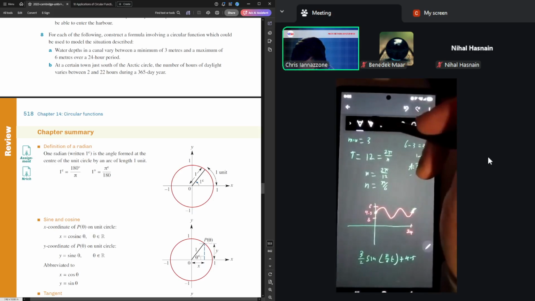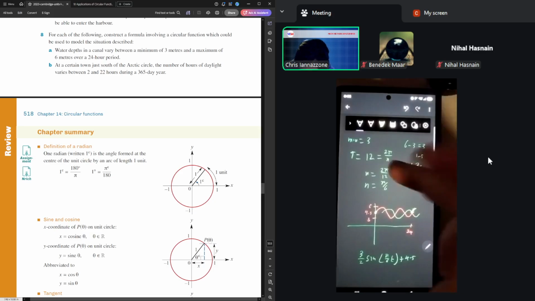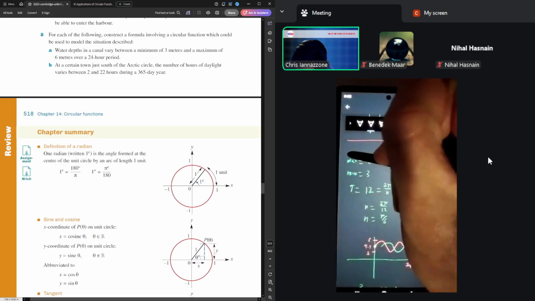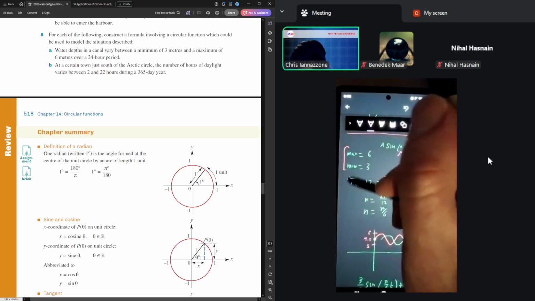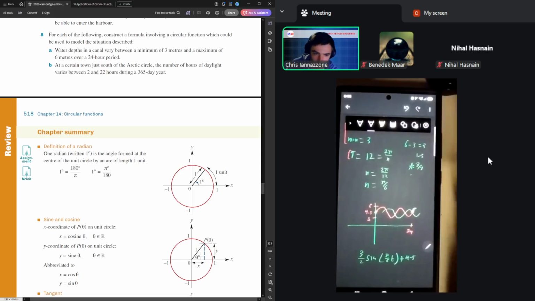The reason why there's no horizontal translation is because I could draw this exact same graph with any offset that I wanted and still maintain a max of 6, a min of 3, and the period of 12. Doesn't matter what horizontal offset I do. So there's not enough information to force you one way or the other, and so you might as well just elect to not have a horizontal translation.